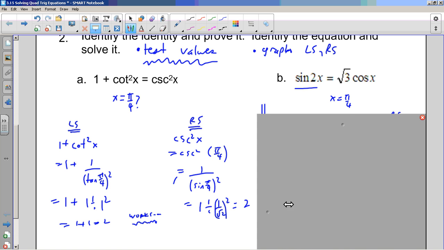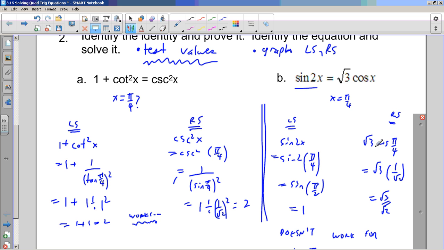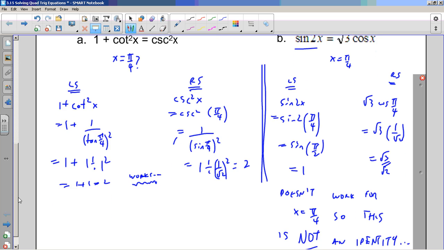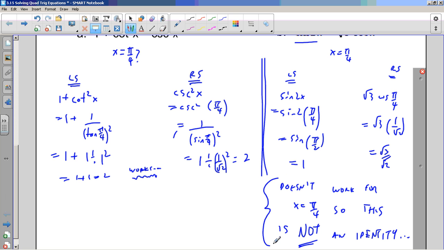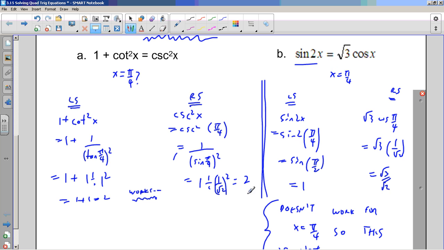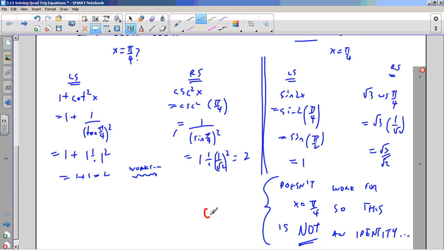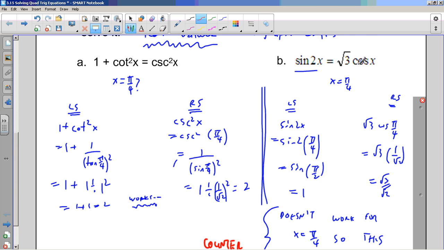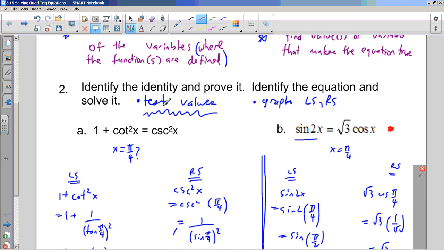But when we try pi over 4 over here, the left side is not equal to the right side. And that's an important calculation, because as soon as I find a value of the variable where it doesn't work, remember that's called a counterexample, and I know that it's not an identity. So this must be an equation that I can solve, even though we haven't seen anything like this yet, and this is actually today's stuff. So one way of deciding is to try test values.